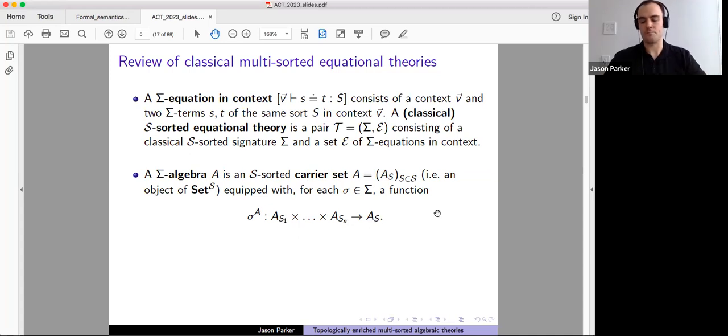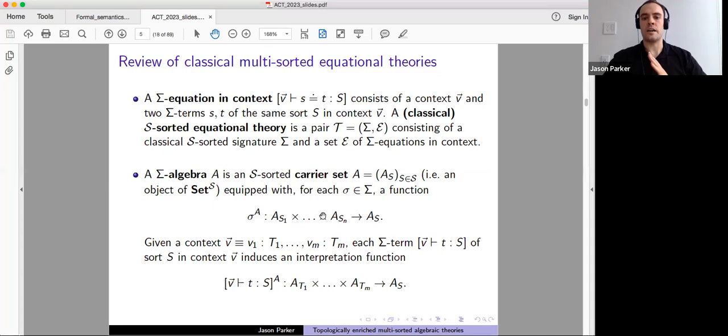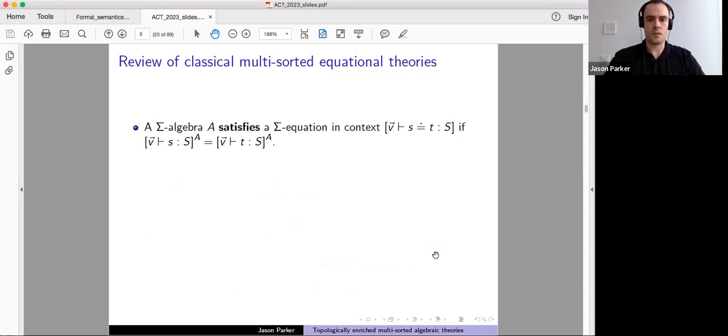And then given a context V bar, we can interpret each sigma term of sort S in context V bar in the sigma algebra A as a function like this, where T1 through Tm are the sorts of the variables in the context, and S is the sort of the term. Okay. And then we can say that a sigma algebra A satisfies a sigma equation in context like this if the interpretations of the two terms in A are equal.